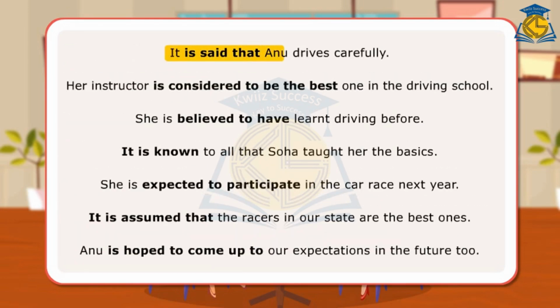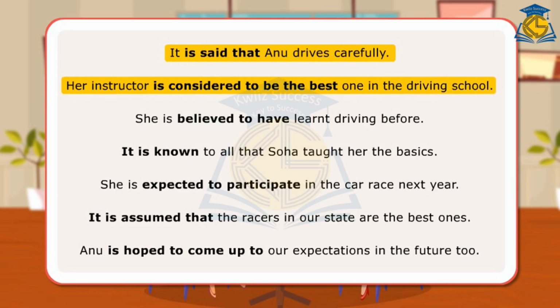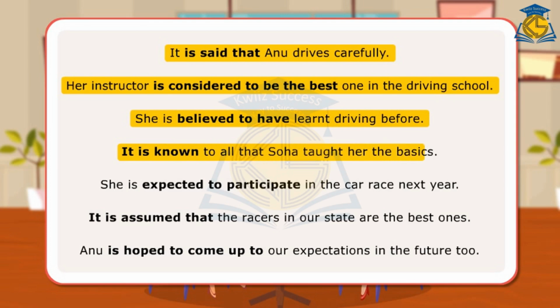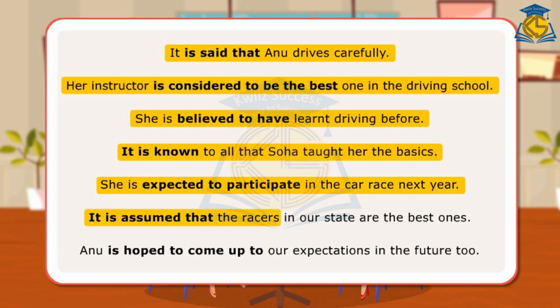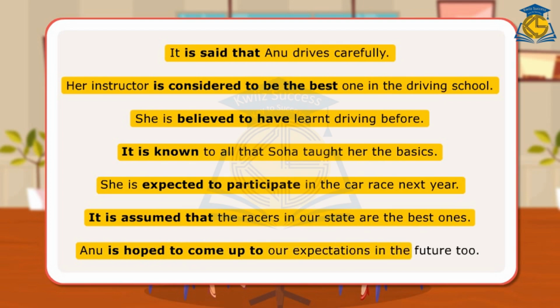The conversation between the two friends uses passive forms of verbs for reporting. It is said that Anu drives carefully. Her instructor is considered to be the best one in the driving school. She is believed to have learnt driving before. It is known to all that Soha taught her the basics. She is expected to participate in the car race next year. It is assumed that the racers in our state are the best ones. Anu is hoped to come up to our expectation in the future too.